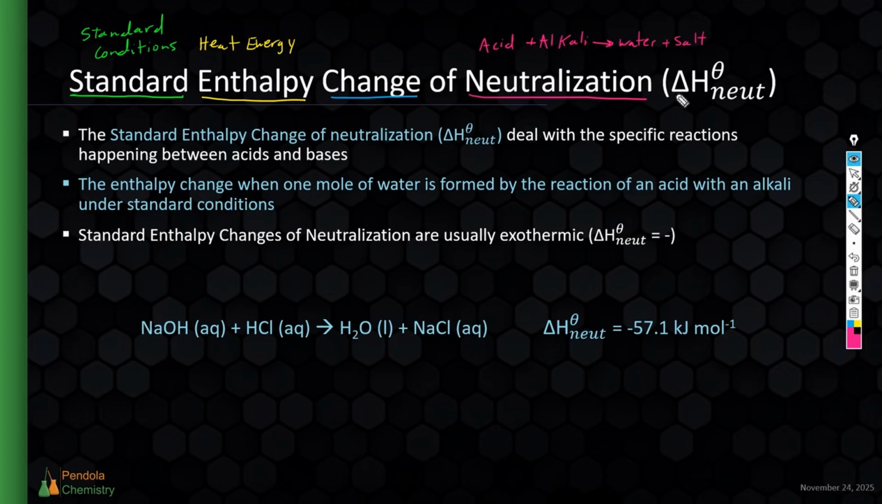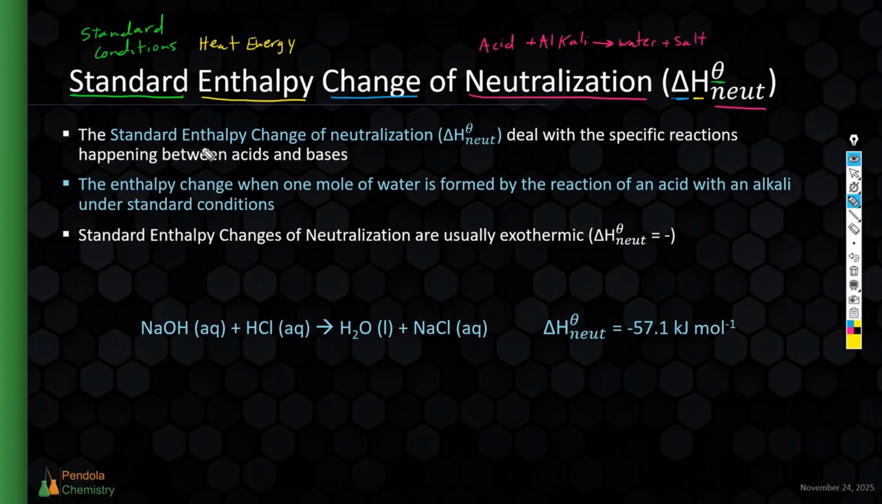When we look at the symbol, delta H standard neut, the neut means neutralization. We're not going to use N because it's used for a different enthalpy change. The standard symbol means standard conditions. Delta means change, and H means enthalpy. So, standard enthalpy change of neutralization.